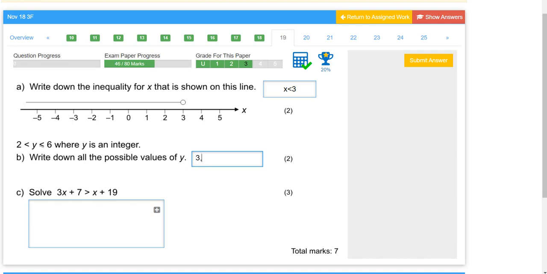3 is. 4 is. 5 is. What about 6? Is 6 less than or equal to 6? Well, it's equal to 6, so it counts. 7 isn't, because 7 is not less than 6. And then part 3 is a bit tricky, and I'll show you how to do this one.